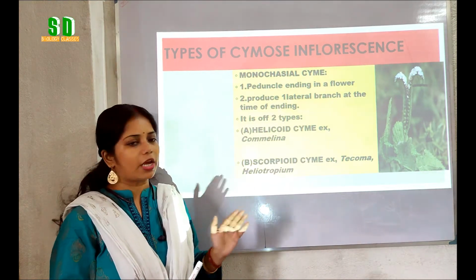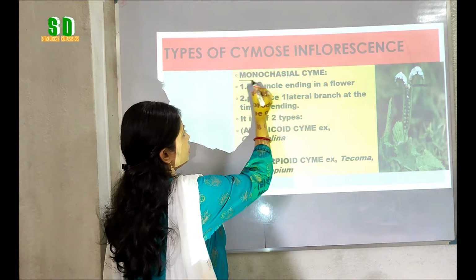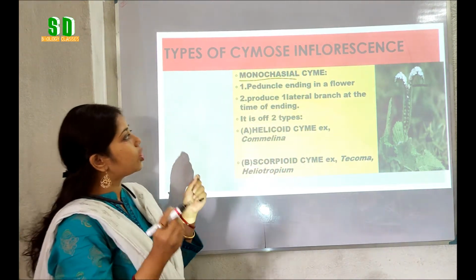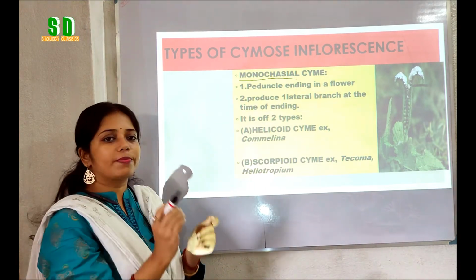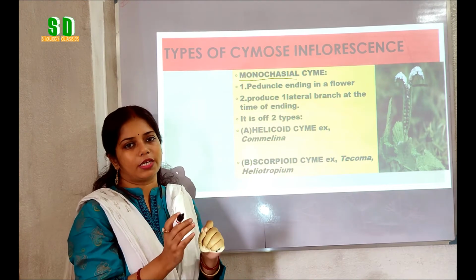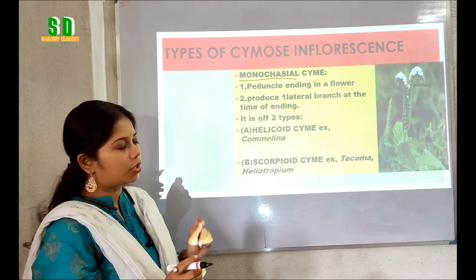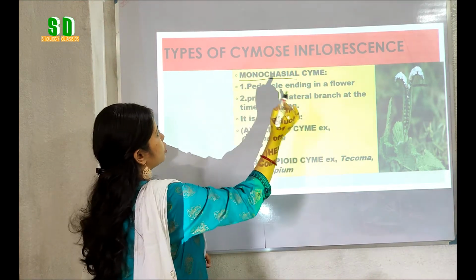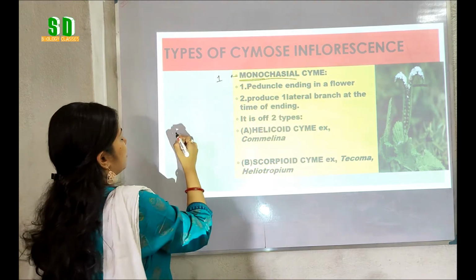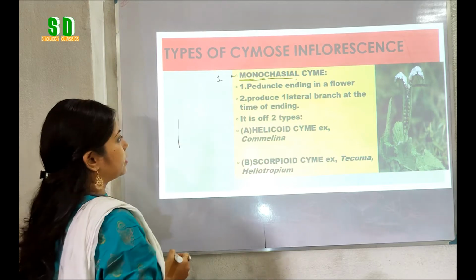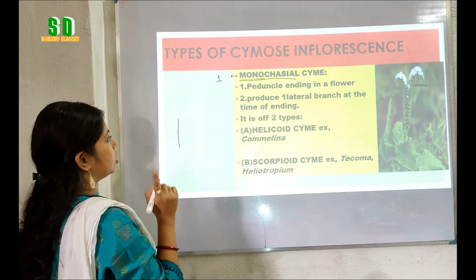So let's know different types of Cymose inflorescence. First one is monocasial cyme. Now on the basis of which feature is this classification done? On the basis of the branches of the main peduncle, these different types of Cymose inflorescence are present in nature. So first of all is monocasial cyme. Mono means one. So when the main peduncle is branched only once, then it is known as the monocasial cyme.